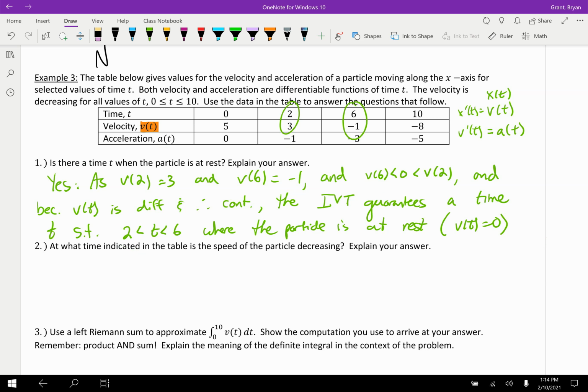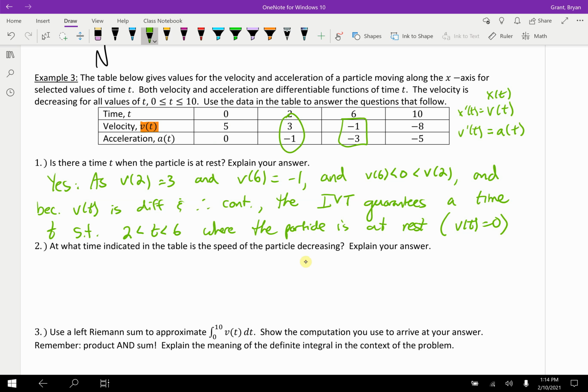All right. At what time indicated in the table is the speed of the particle decreasing? Well, we need to remember that speed decreases when velocity and acceleration have opposite signs. So let's just look at all the signs of velocity and acceleration. Are these signs opposite? Well, no, 5 is positive and 0 is without sign. 0 is neither positive nor negative. All right, this one, we are moving to the right at a speed of 3, but we are accelerating to the left at an acceleration of 1. So those are opposite signs.